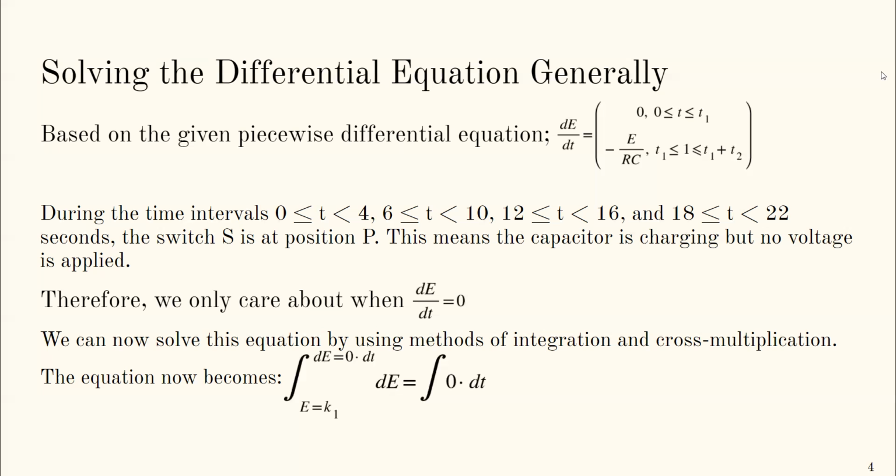All right. So then during the given time intervals, the switch is at the position P, which means that the capacitor is charging, but no voltage is applied yet. So since we know this, we only care about when dE/dt is equal to 0. And then we can solve this by using integration and cross multiplication. Then after doing that, the equation becomes the integral of dE equals the integral of 0 times dt, E equals k1, or I mean the integral.